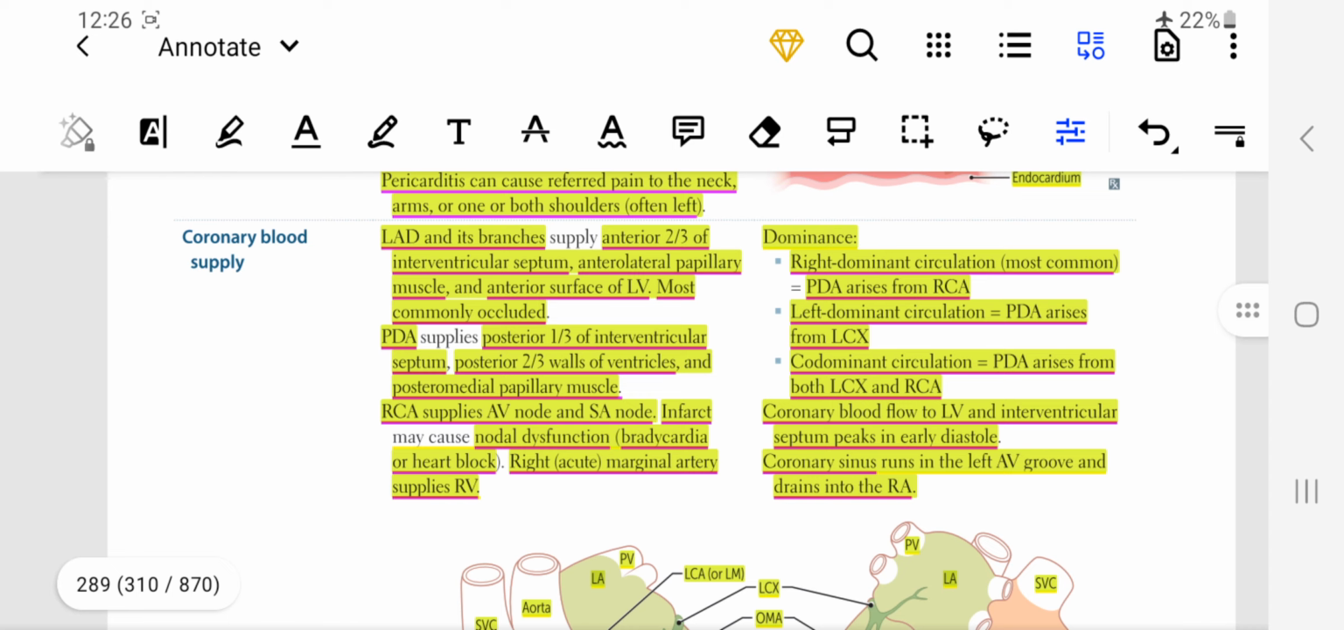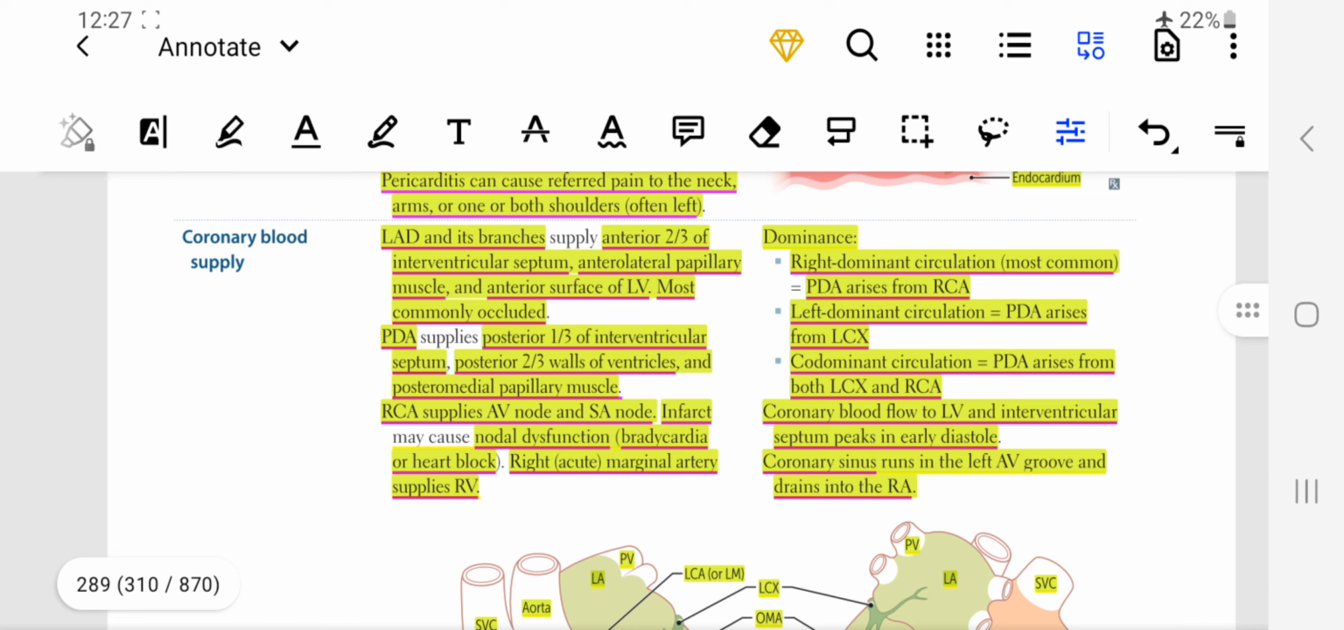RCA supplies AV node and SA node. Infarct causes nodal dysfunction, bradycardia, or heart block. Right acute marginal artery supplies right ventricle. Dominance: right dominant circulation is most common.